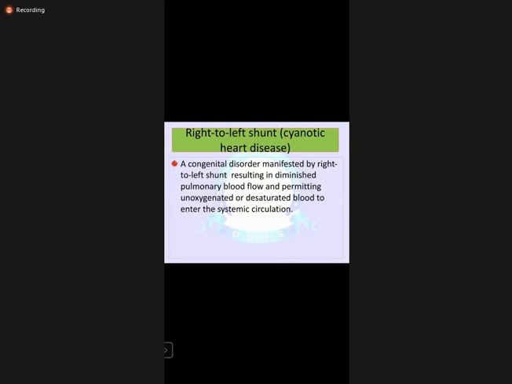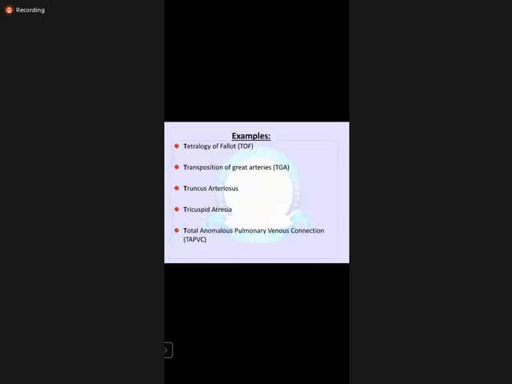In cases of cyanotic heart disease, it is a congenital disorder which is manifested by a right to left shunt, resulting in diminished pulmonary blood flow and permitting unoxygenated or desaturated blood to enter into the systemic circulation. Important examples of cyanotic heart diseases include tetralogy of Fallot, transposition of great arteries, truncus arteriosus, tricuspid atresia, and total anomalous pulmonary venous connections, which is called TAPVC.